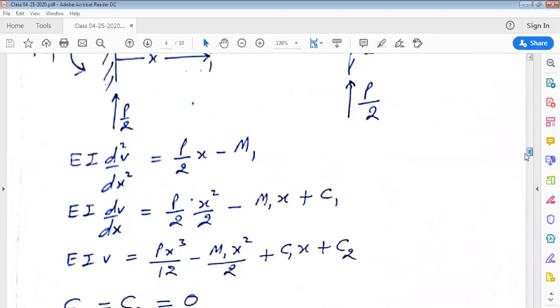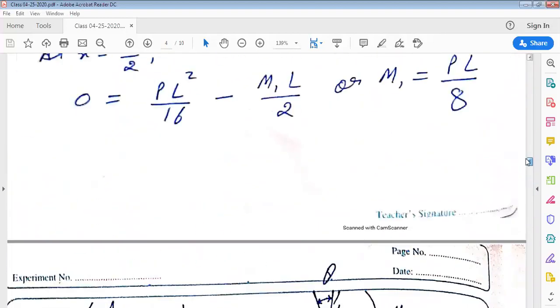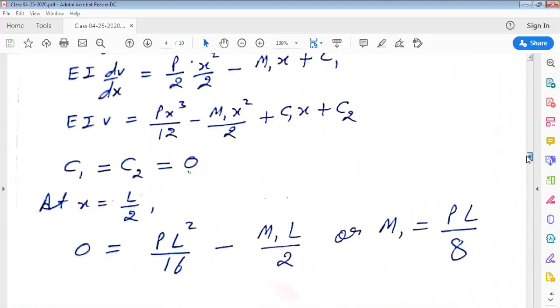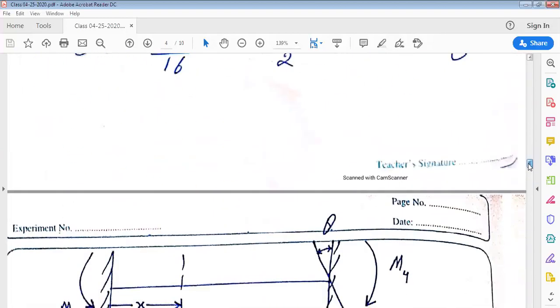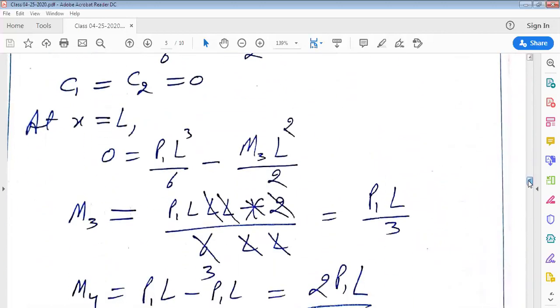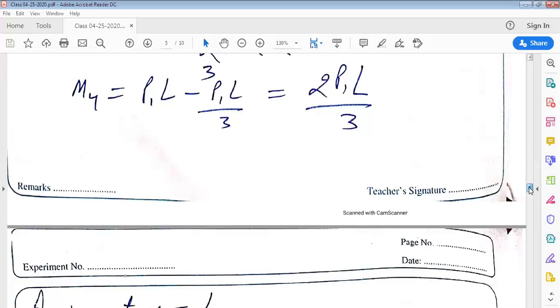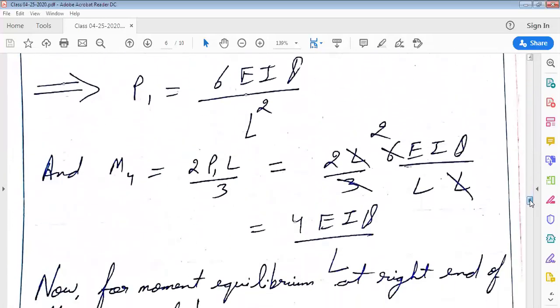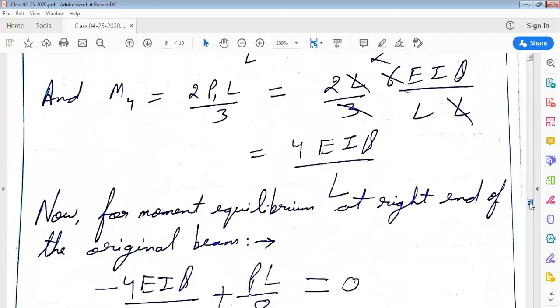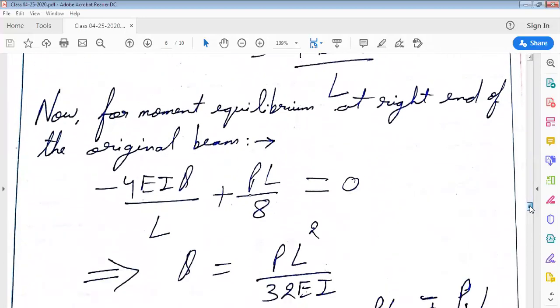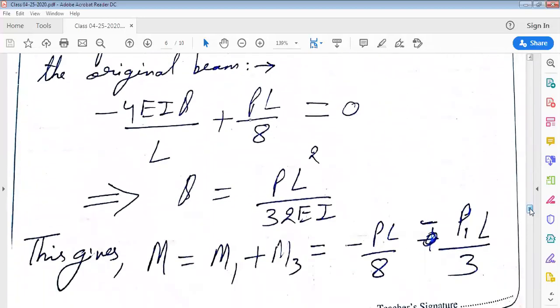And M2 we have found out is PL by 8. M4 is 2PL by 3, 2P1L by 3. And here M4 equal to 2P1L by 3 equal to 4 EI theta by L. So minus 4 EI theta by L plus PL by 8 equal to 0. That gives theta equal to PL square by 32 EI.